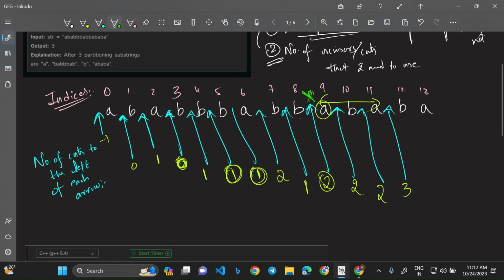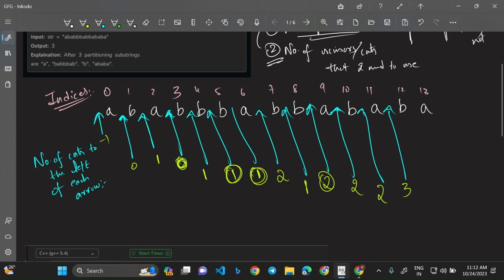This is one of the cuts that I'm going to do, this is another, and this is another. There might be other possibilities as well, no worries. So A is a palindrome, BAB is a palindrome, BBABB is a palindrome, and ABA is a palindrome. So we have got 4 palindromic substrings with 3 cuts. That is what it's indicating. This is the most optimal thing, the minimum number of cuts that we are dealing with. All right, so this is also done.